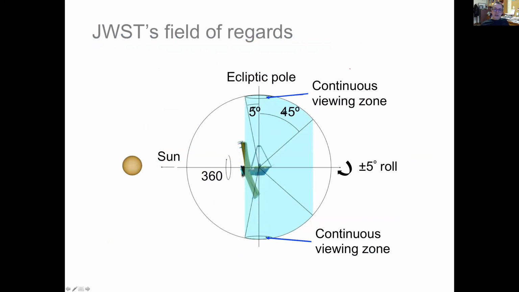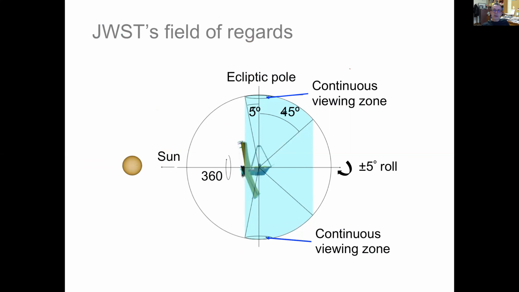Okay, now let's move on to the actual details of JWST. So one very first important point to mention is what piece of sky JWST can see at any one time. So JWST is at the second Lagrange point, 1.5 million kilometers away from the sun. So the telescope is always following the Earth around the sun. And as I said, the telescope is always in the shadow of the sun. So there's this region that you can see all the time.